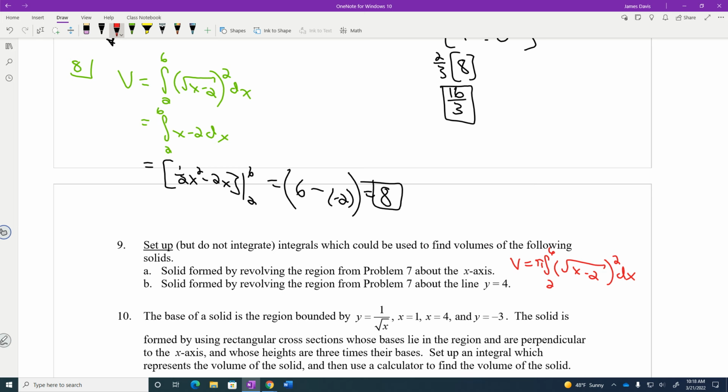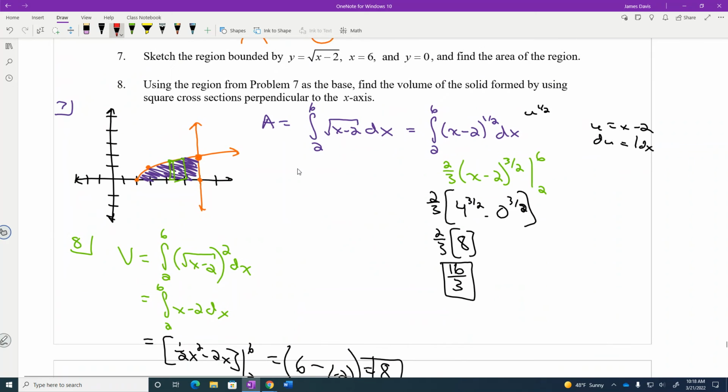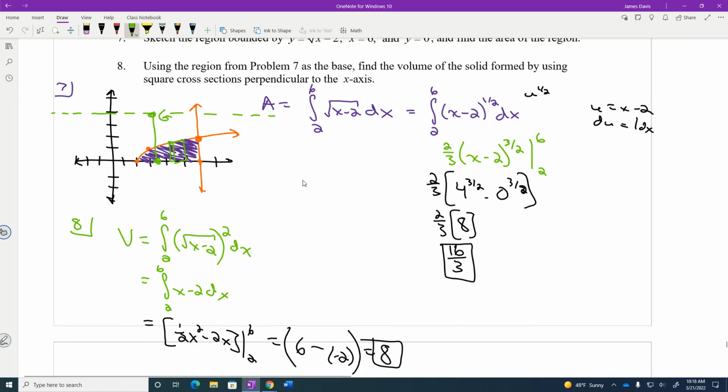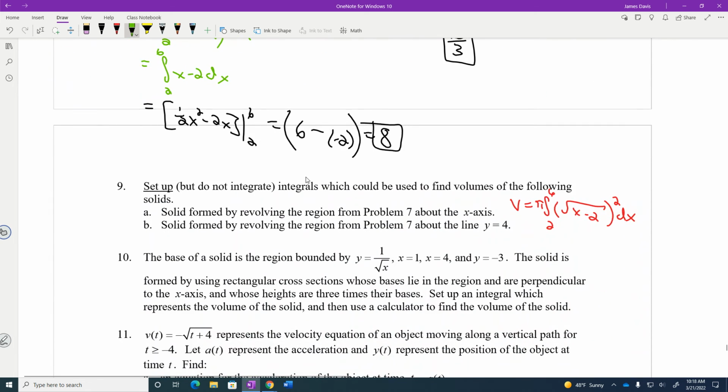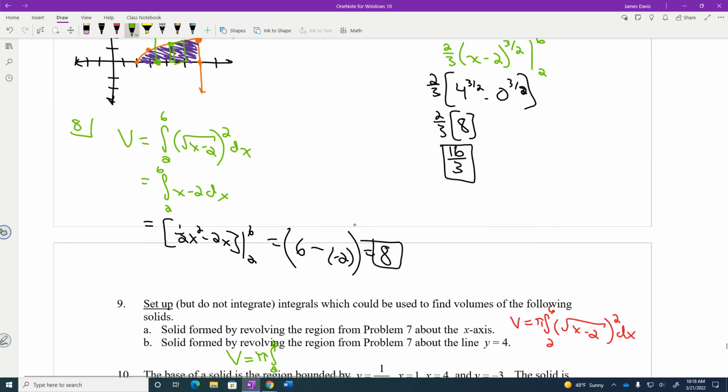Alright, then if we want to revolve it around y equals 4, let's go up and draw it on there. Go on that line. So that's in the same quadrant. So then we got our outer is from here to here. So it's going to be washer method. So volume equals pi. Same limits, 2 to 6. If I want to do our outer radius squared minus our inner radius squared.